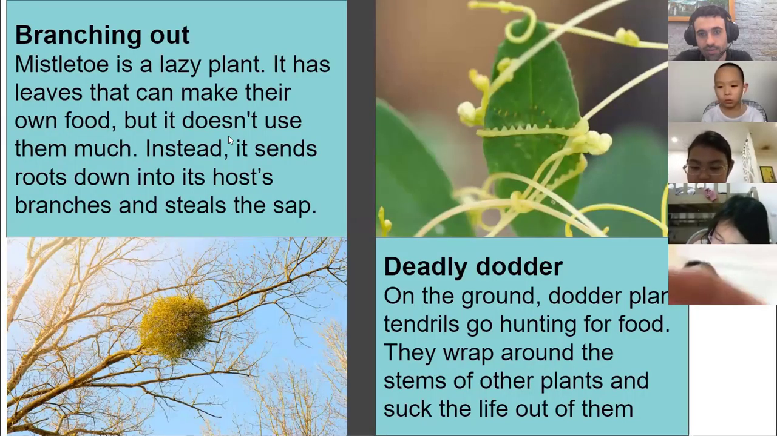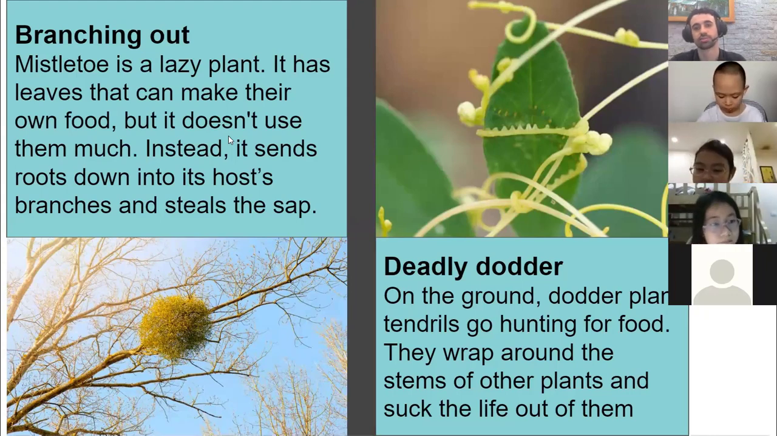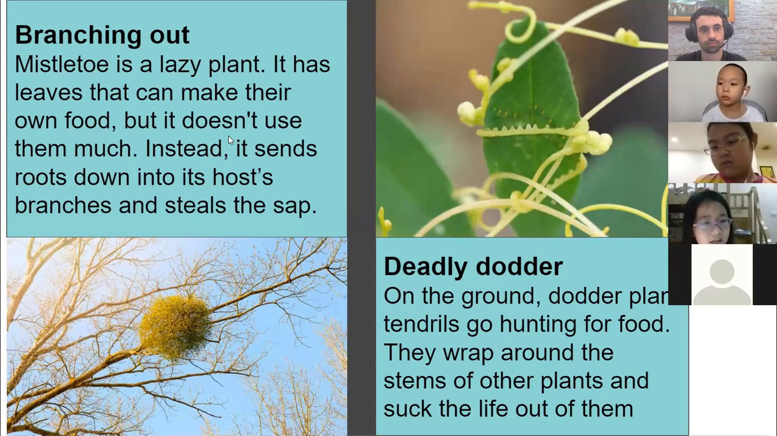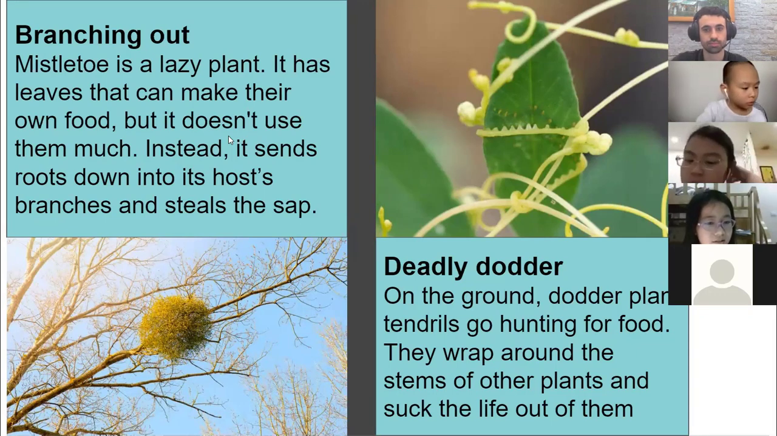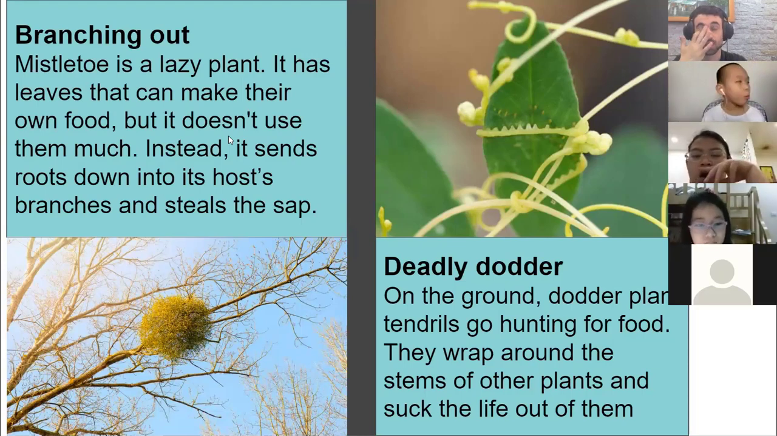Okay, let's have Lisa read Branching Out for us. Mr. Mistletoe is a lazy plant. It has leaves that can make their own food, but it doesn't use them much. Instead, it sends roots down into its host branches and steals the sap. Oh, this one's stealing the plant's food. Do you think this is a parasite? Yes or no?